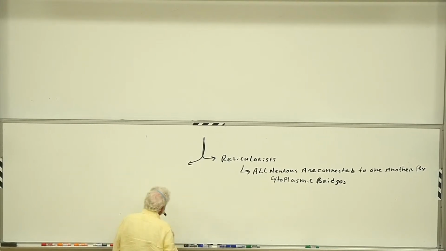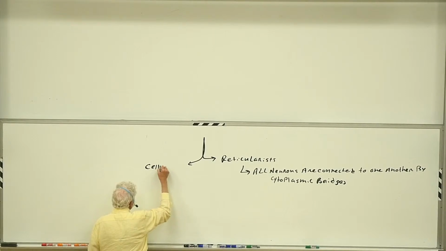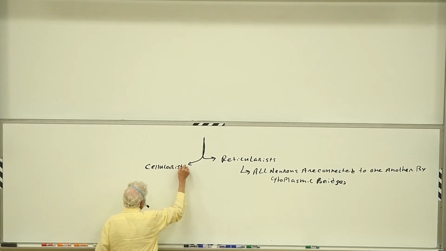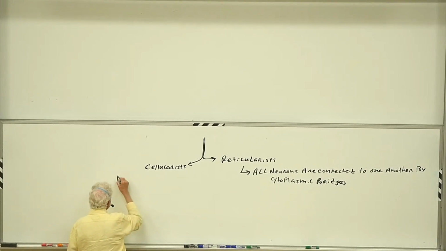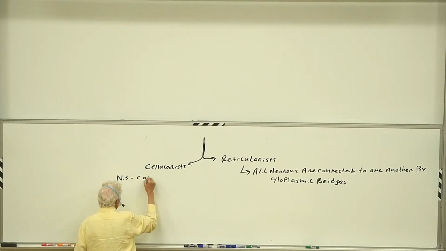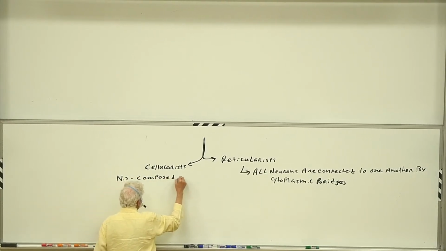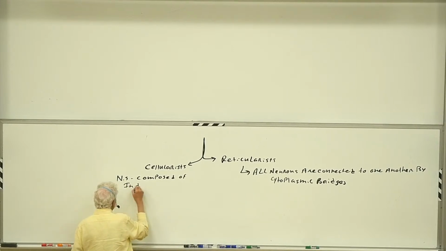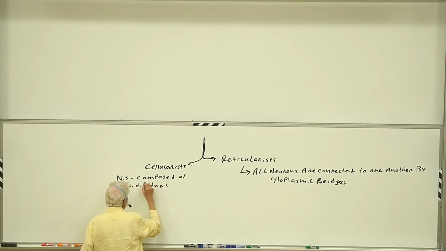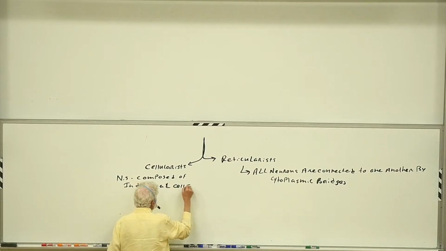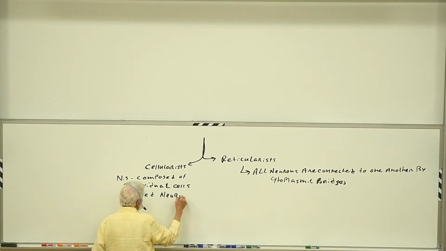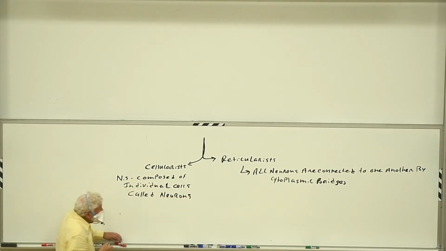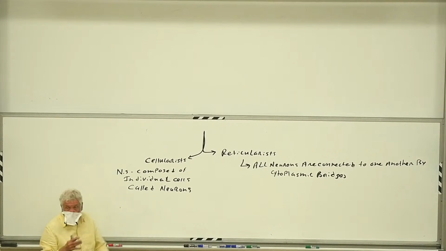The other school of thought were the cellularists. And the cellularists said, no, that's not right. The cellularists said that the nervous system is composed of individual cells called neurons. And these two arguments were largely proposed by two leading scientists.